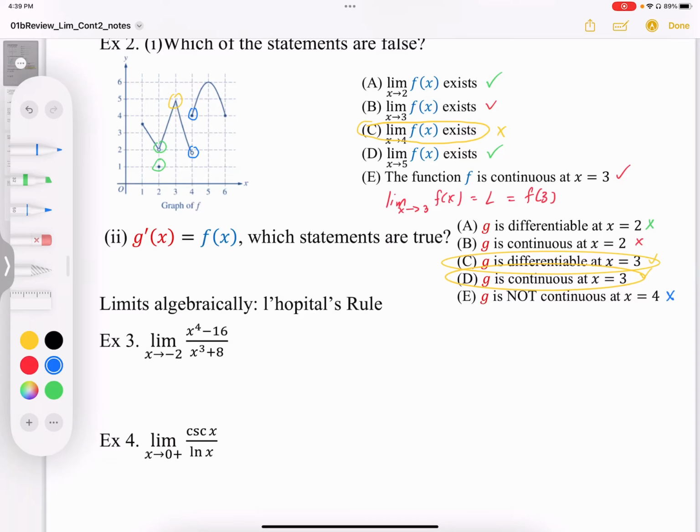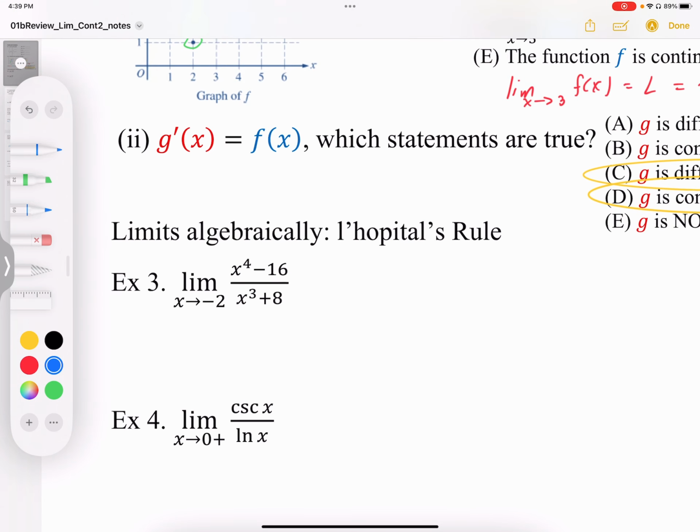In examples 3 and 4, we're going to apply L'Hopital's rule to evaluate these limits. In this case, this is not a limit at infinity, so we can't use end behavior. This is local behavior. So first we're going to test this limit. We plug -2 into this expression and end up with 16 minus 16 over -2 cubed, which is -8, plus 8. That gives us 0 over 0.